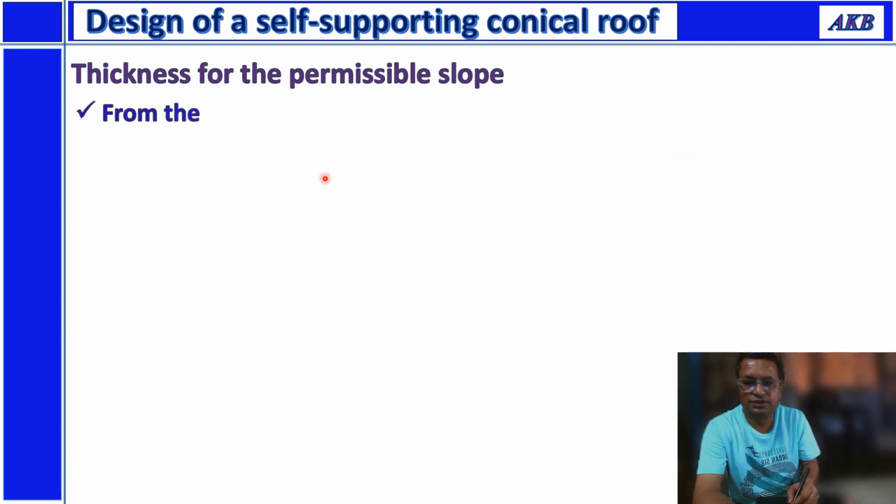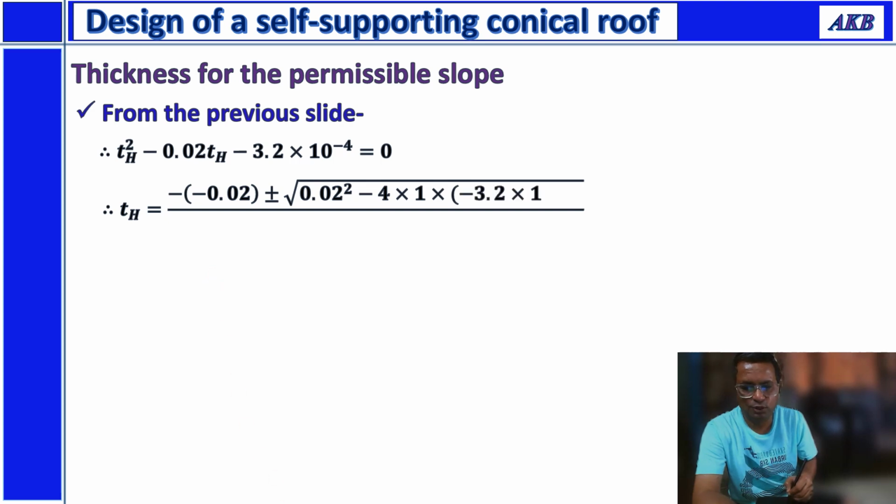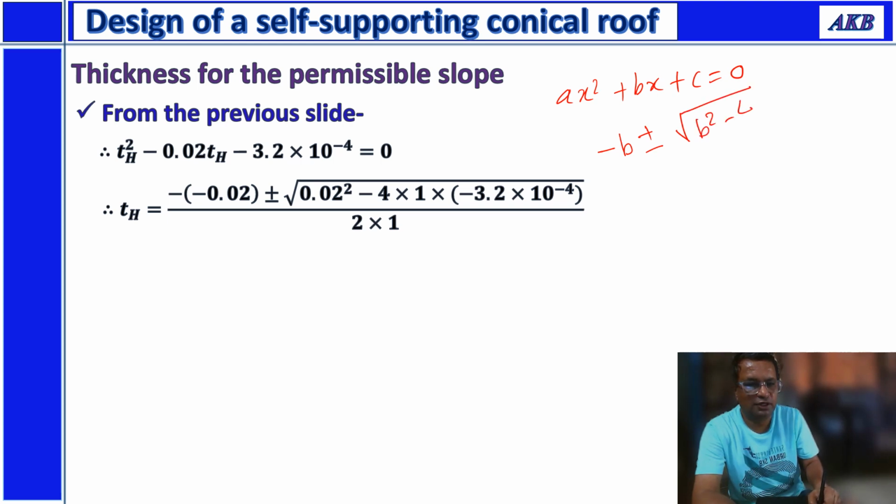Okay, so we just got the quadratic equation, th square minus 0.02 th minus 3.2 into 10 to the power minus 4. You need to solve it, and you have the formula for solving a quadratic equation. If this is the quadratic equation, ax square plus bx plus c is equal to 0, then the two roots are given by minus b plus minus under root of b square minus 4ac divided by 2a. So I have used that equation over here.